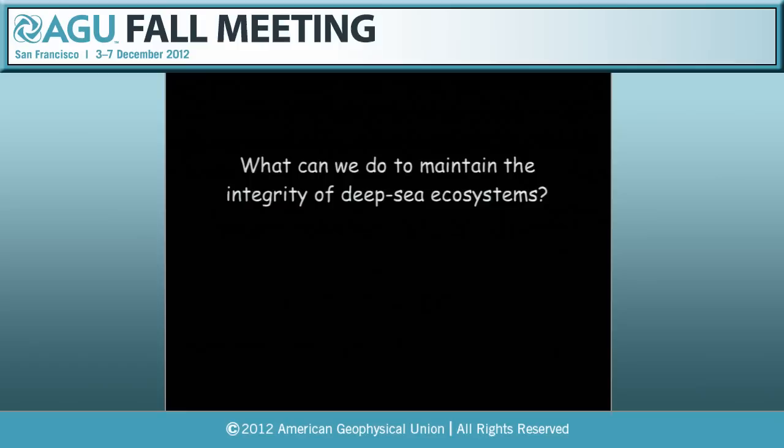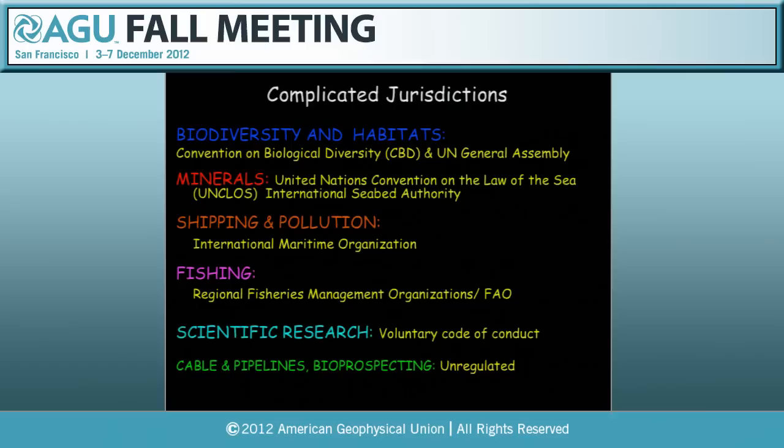So what is it that we need to do to maintain the integrity of our deep sea ecosystems? This is not an easy task, and part of this is because the jurisdictions are very complicated. There's a different body responsible for each of the features that I've talked about and some that I haven't had time to talk about. And what we really need is a multi-jurisdictional body that's willing to take a look at deep water and our margins, but all of the deep sea together, and start a conversation across these sectors.